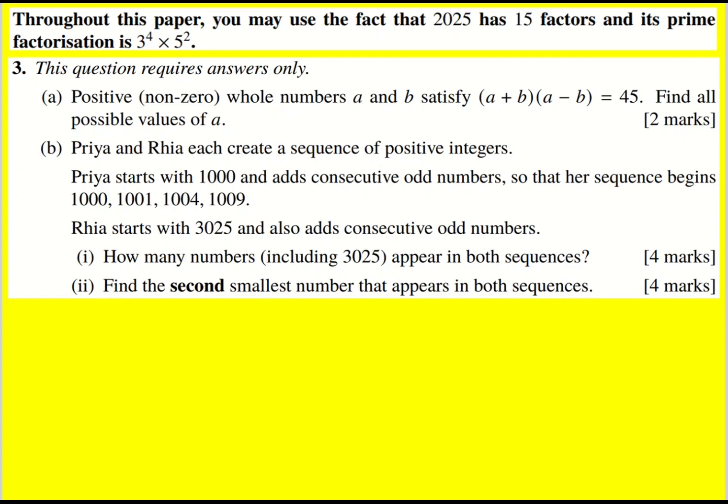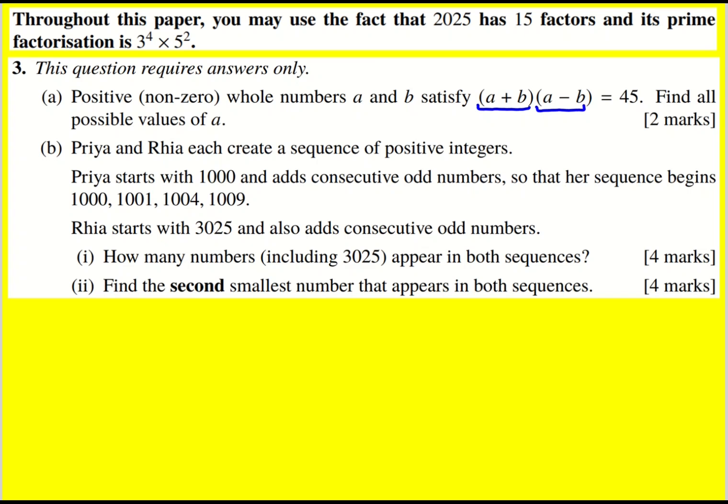Positive whole numbers a and b satisfy this equation. We're asked to find all possible values of a. Now, this is actually a Diophantine equation, but it's already been factorized, which is great, because all we need to think about is integers that multiply together to give 45.